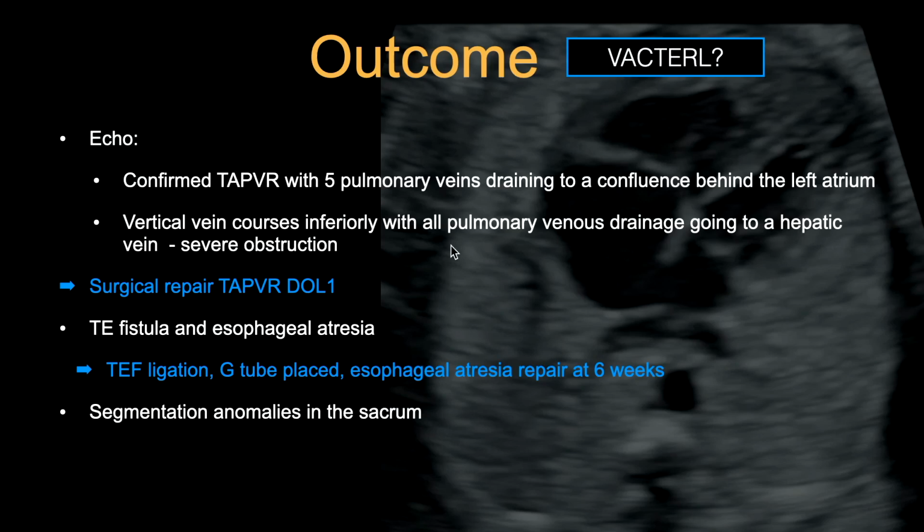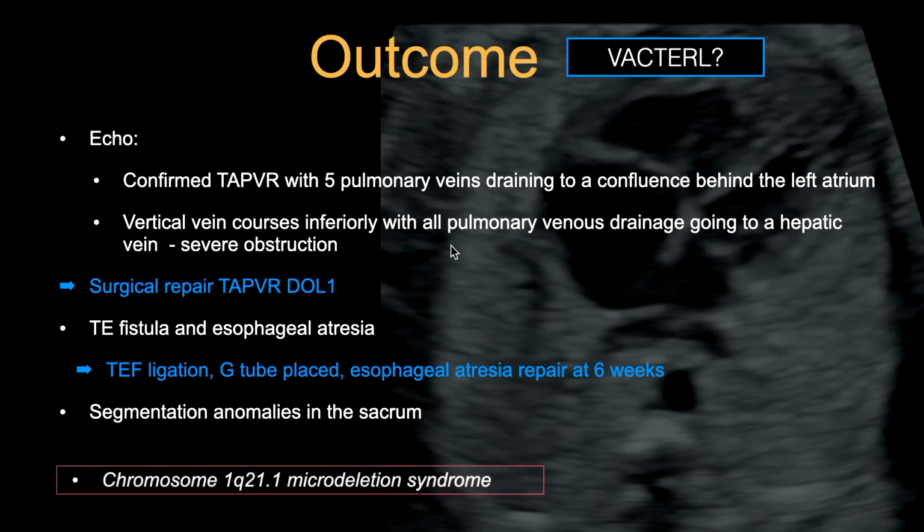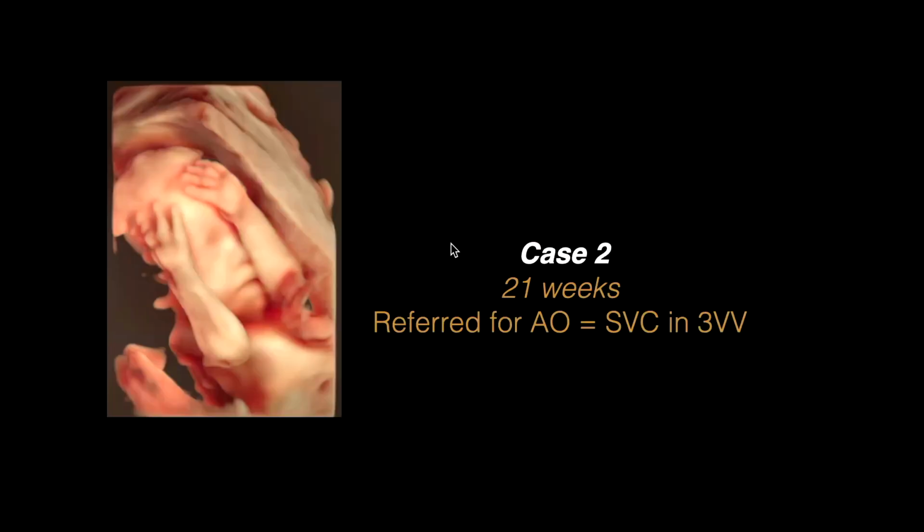So this baby underwent genetic testing and did indeed reveal a very rare microdeletion syndrome, 1q21.1, which is, again, very rare, but associated with cardiac anomalies, urinary anomalies, as well as various levels of neurodevelopmental delay. Can't say that fast.